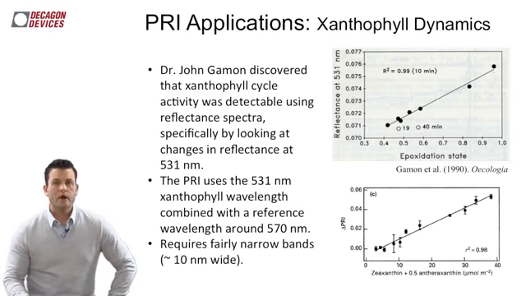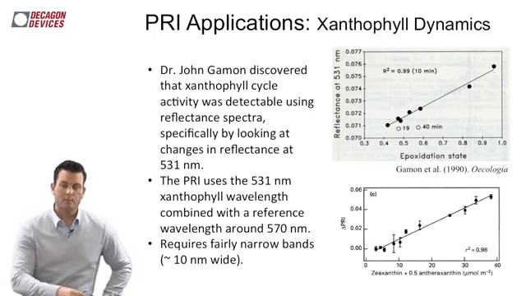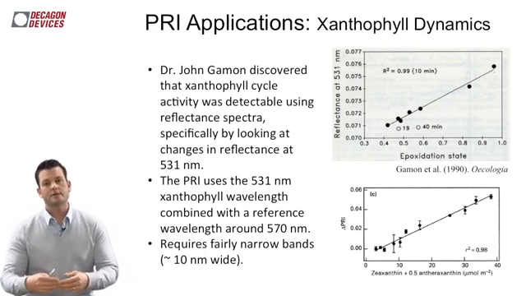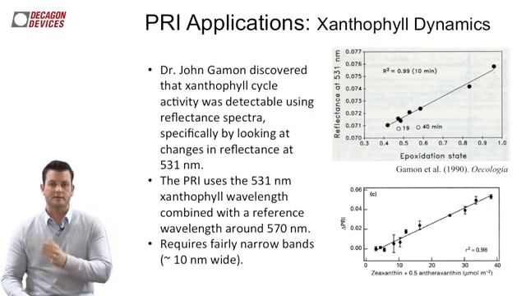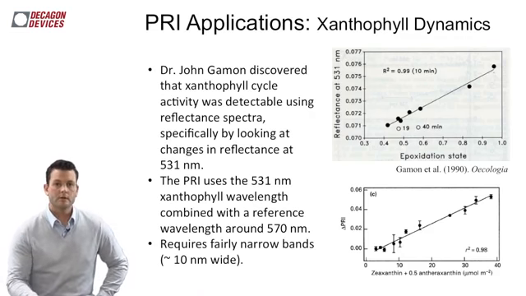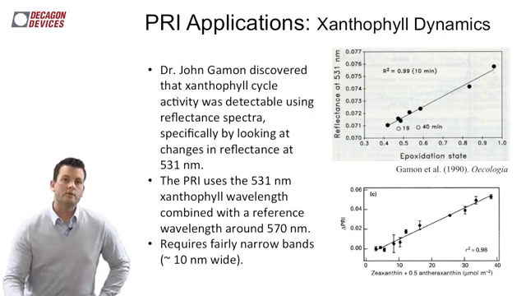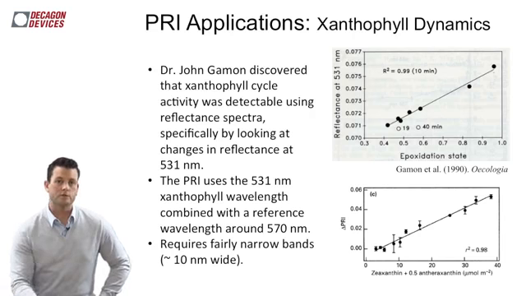The figure at the top right is showing reflectance at 531 nanometers, and the epoxidation state on the x-axis tells us what state the xanthophyll cycle is in, in terms of ratios of violaxanthin to antheraxanthin to zeaxanthin. And you can see that over the short time period we get plenty of dynamics in the xanthophyll cycle, and the reflectance at 531 nanometers is relatively sensitive to those changes.